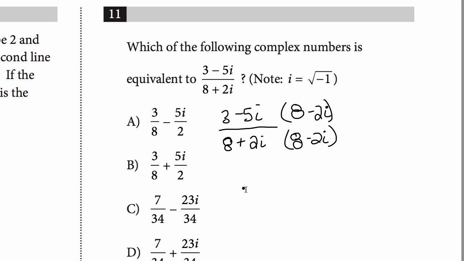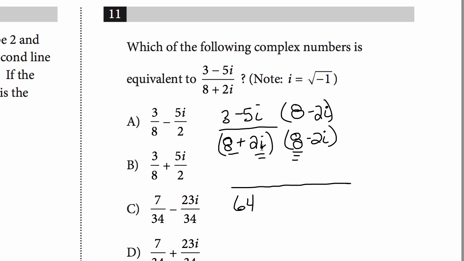So watch. Let's do the bottom first. So you're just foiling here, right? So first, 64. Outer is going to be 8 and a -2i, which is -16i. And when you go to do the inners, you get +16i. So they cancel out. So no inner terms.